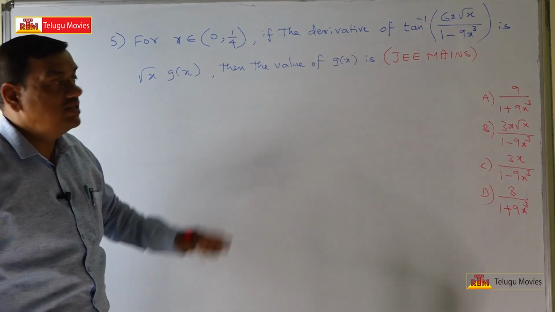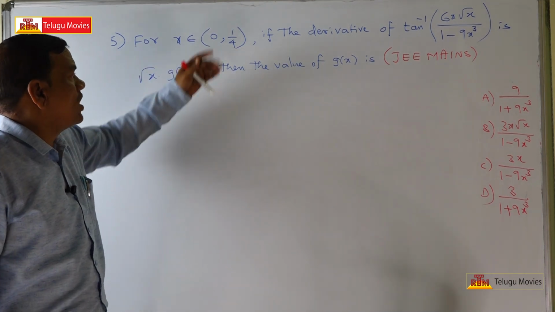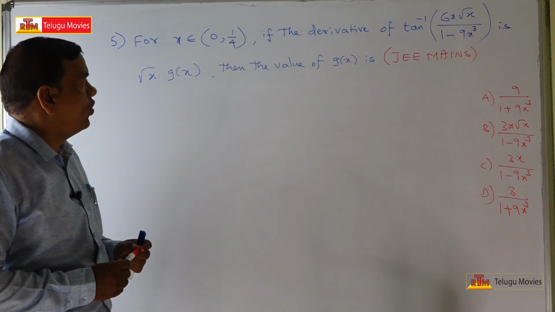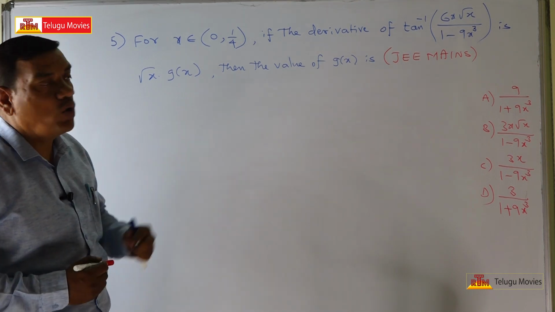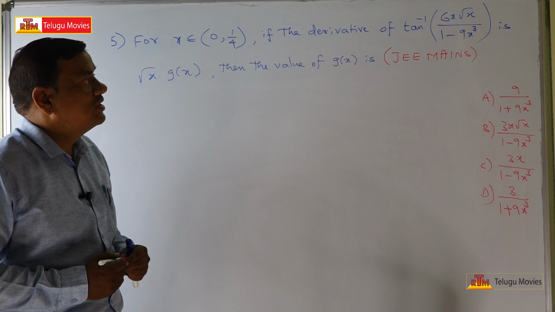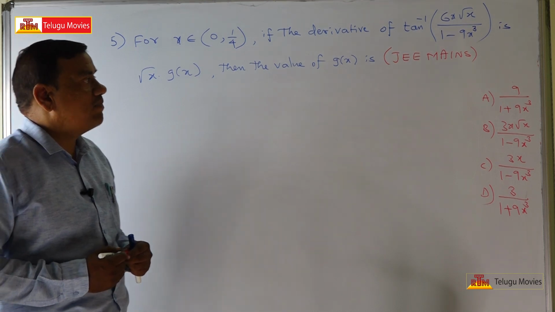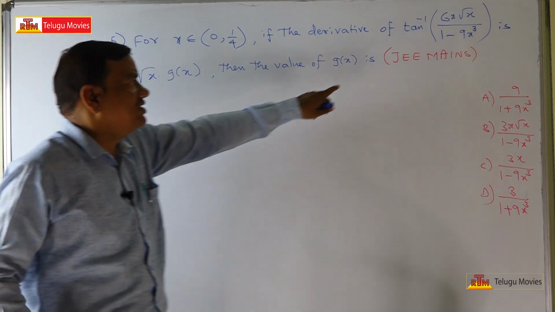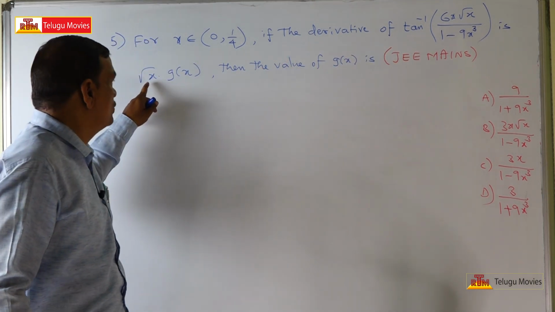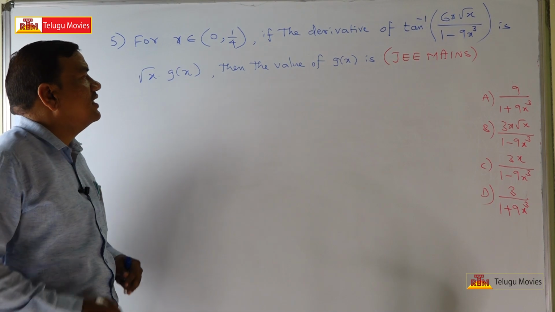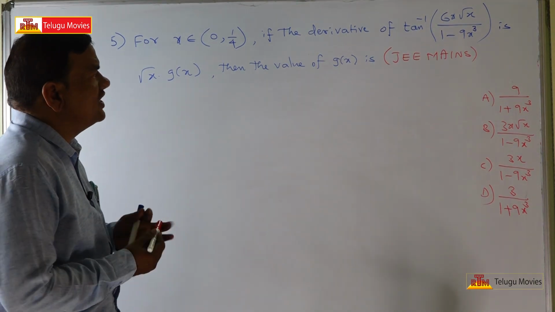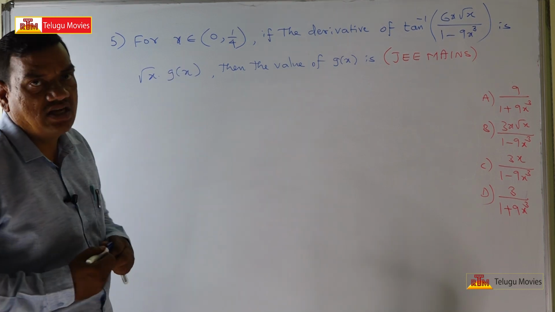The fifth problem is: for x belongs to the open interval (0, 1/4), if the derivative of tan inverse of 6x root x upon 1 minus 9x cube is root x times g of x, that means its derivative is given as root x times g of x, then find the value of g of x. Let us consider that expression as y.